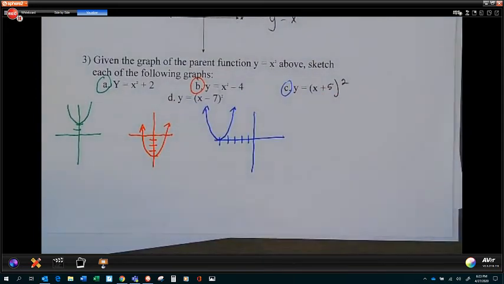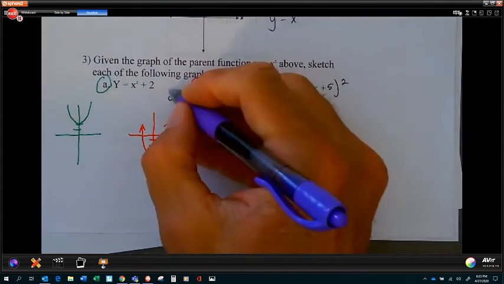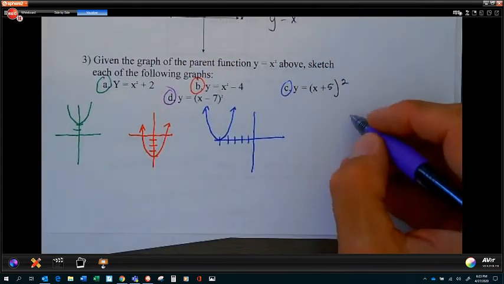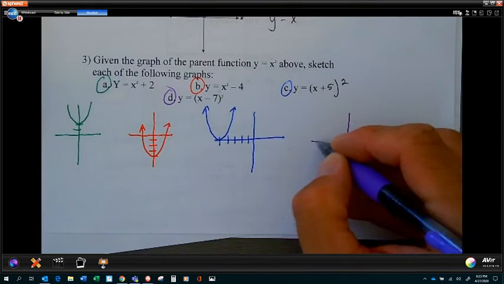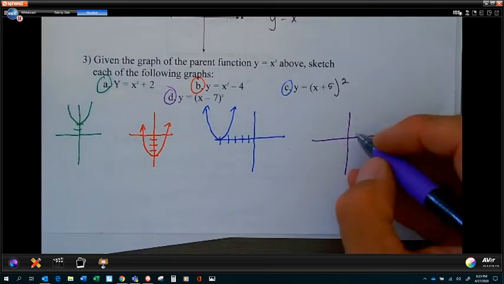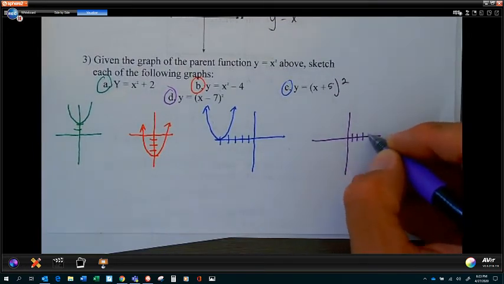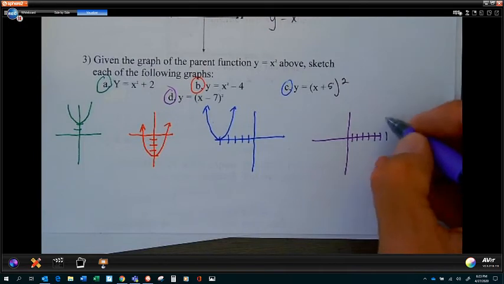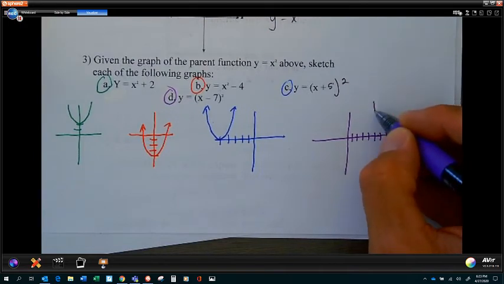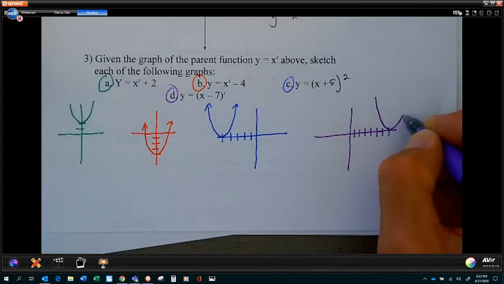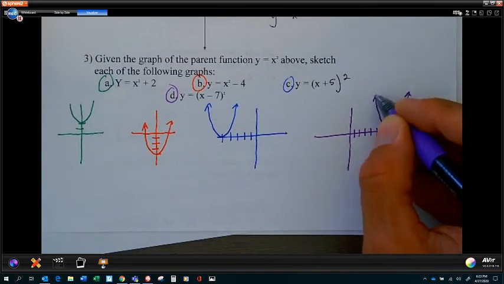And then our last one, D, we've got x minus 7 squared. This is going to go to the right 7. 1, 2, 3, 4, 5, 6, 7. And again, touching right there and going up.